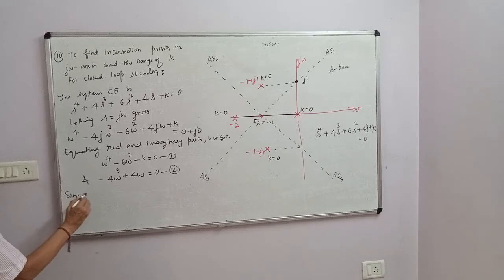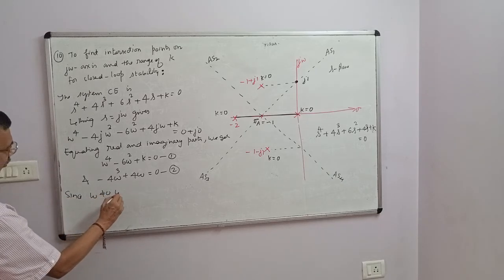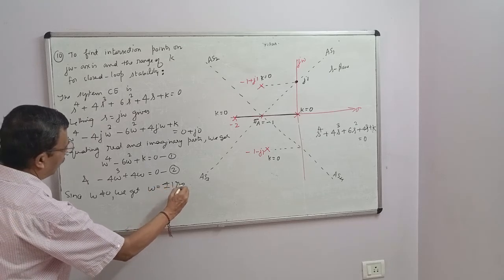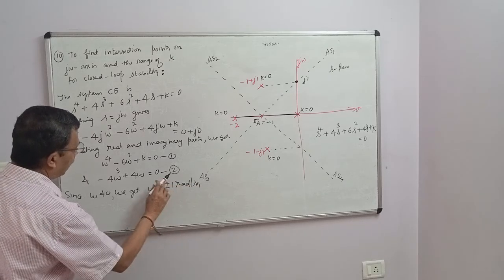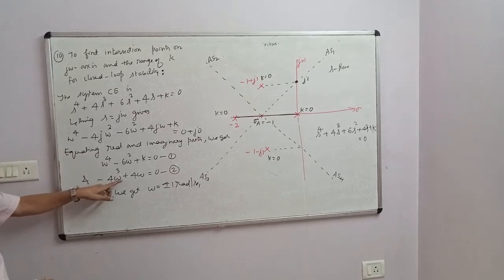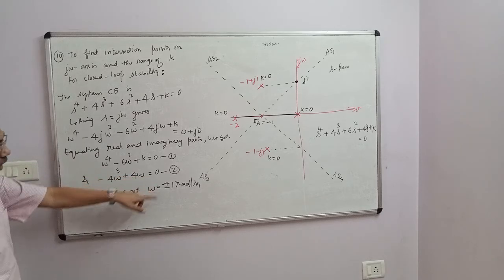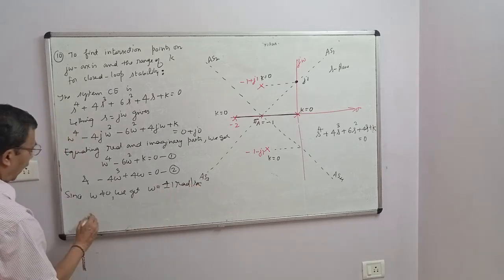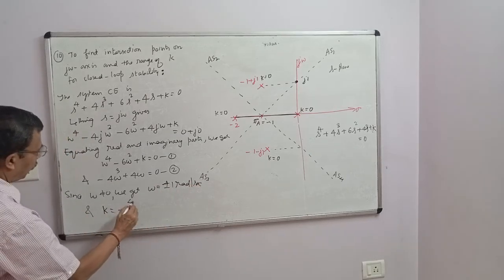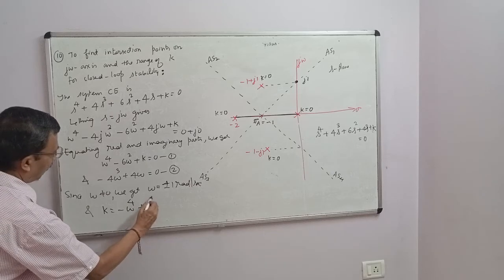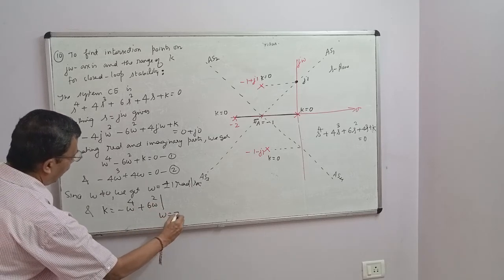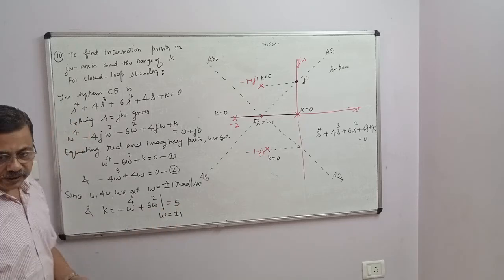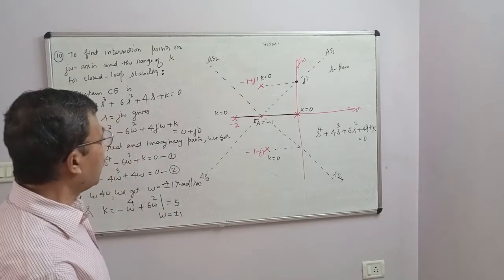Since omega cannot be 0, minus 4 omega square plus 4 equal to 0 gives omega equal to plus minus 1 radians per second. And k is what? k is minus omega to the power 4 plus 6 omega square evaluated at omega equal to plus minus 1. You get k equal to 5. Now I'll sketch the root locus.